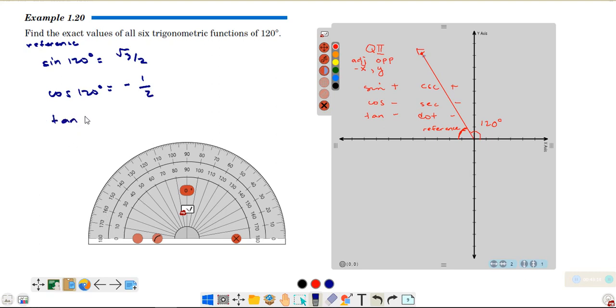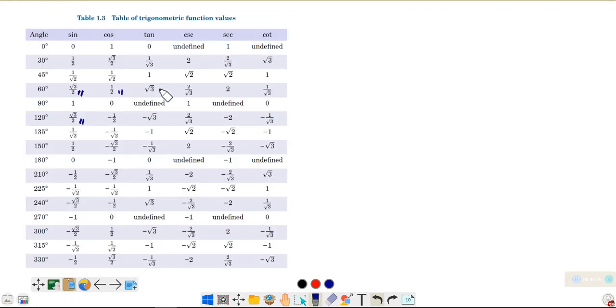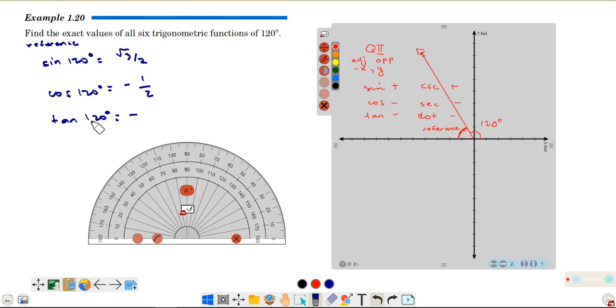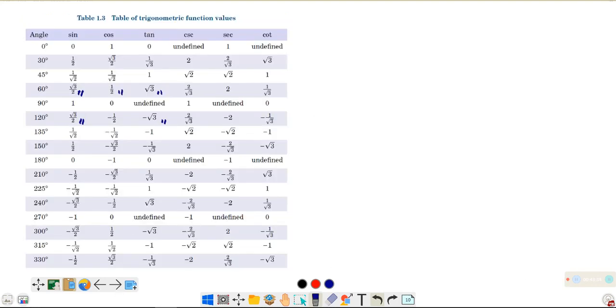Tangent. Ano ang tangent nila? Negative din dapat ang sign. Tingnan natin kung ano ang tangent ng 60. Square root of 3. So, pagdating sa 120, negative square root of 3. And so on, so forth. Susundin lang natin yung mga signs dito. Ayan. And this is the table of trigonometric function values derived from the special angle 0, 30, 45, 60, 90.